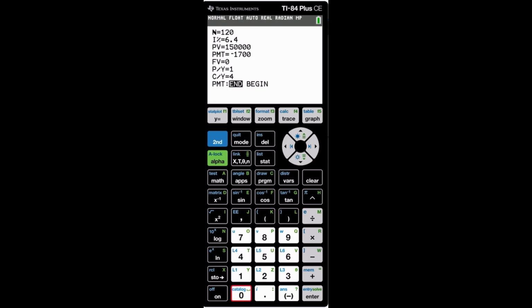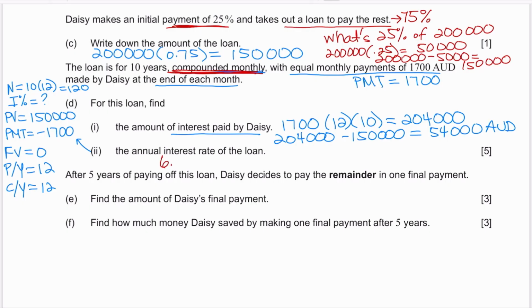Future value is 0 because I'm trying to pay off the loan. I'm making equal monthly payments, so the number of payments per year is 12, and it is compounded monthly, and I'm paying this off at the end of each month. Let's go back to I, which is the interest rate, which is what I'm looking for, alpha, enter. And so the interest rate is approximately 6.46%. So the annual interest rate is 6.46%. And that's the answer for part 2.